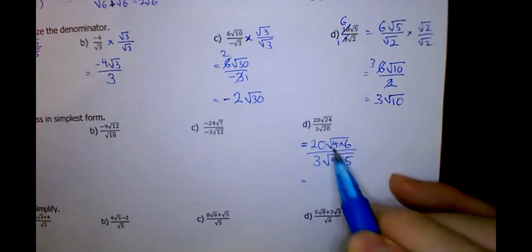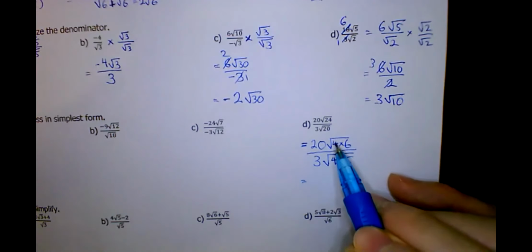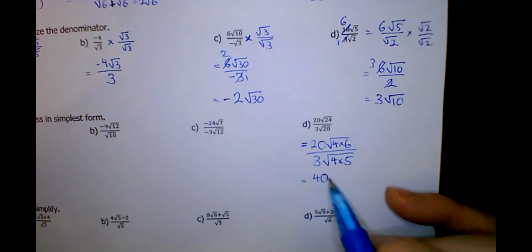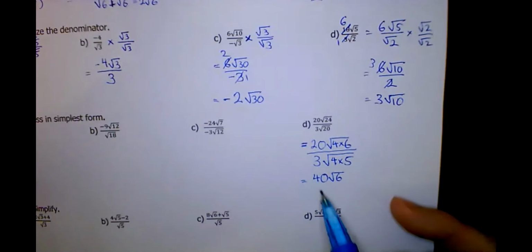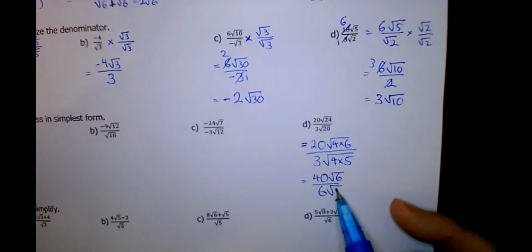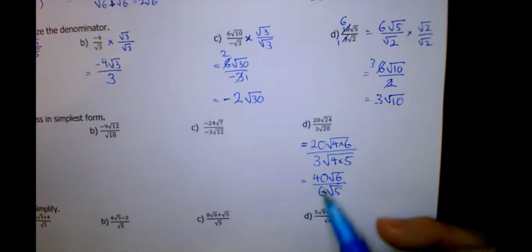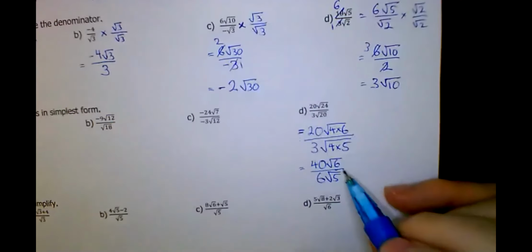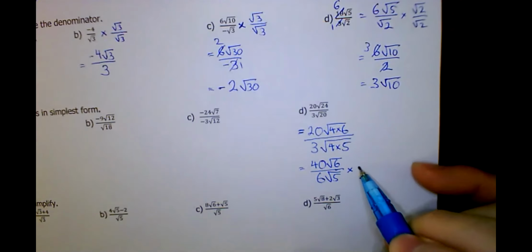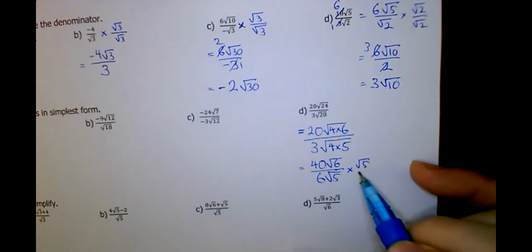So root 4 is a 2, so 20 times 2 times root 6. Root 4 is a 2, so 3 times 2 times root 5. And we can reduce this further, but now that we have smaller radicals, I think it's easier to work with that. How about it? You can multiply by root 5.